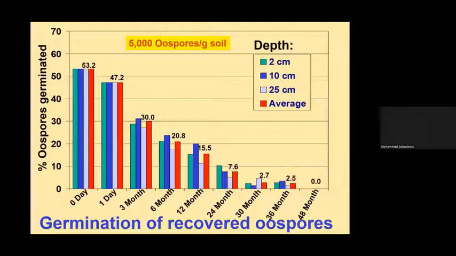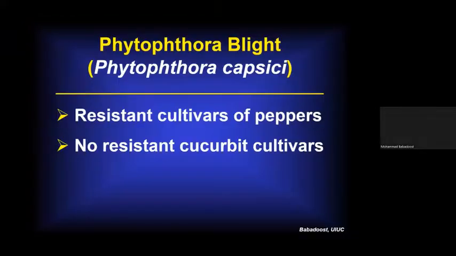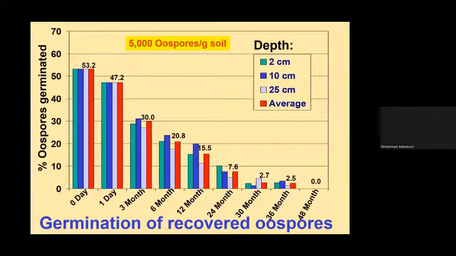After 3 years, they were viable. But after 4 years, they did not produce disease, no longer viable. What is the importance of this finding? 4 years of crop rotation with non-host and controlling the weeds seriously would be adequate to get rid of this pathogen in the soil. You know, we don't have to really struggle.